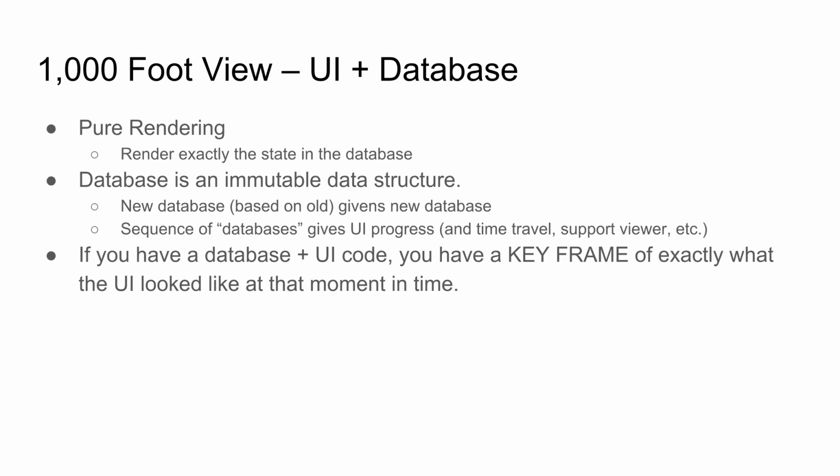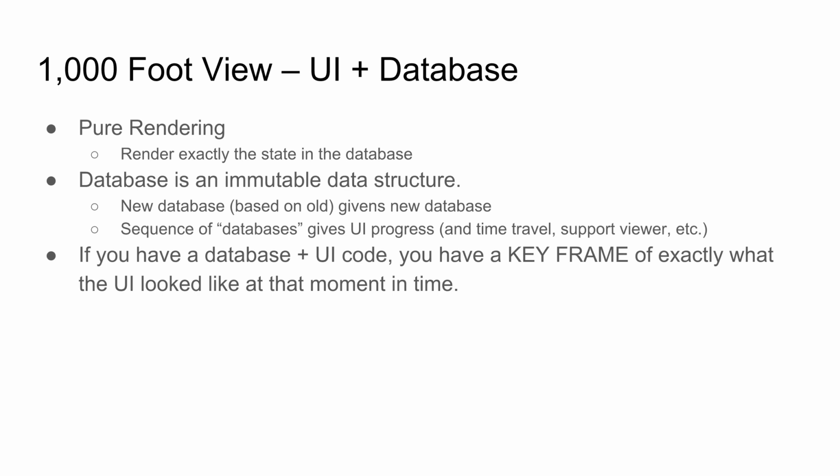This is a talk about the basic internal theory of operation of Fulcro to help people get started with the big picture view while also getting to see some of the internal detail. The 1,000-foot view is that basically in Fulcro you have a user interface and a database. It's pure rendering, so we render exactly what's in the state of the database at any time. And the database is just an immutable data structure, and new databases are based on old versions of the database. And then a sequence of databases gives you UI progress, time travel, support viewer, etc.